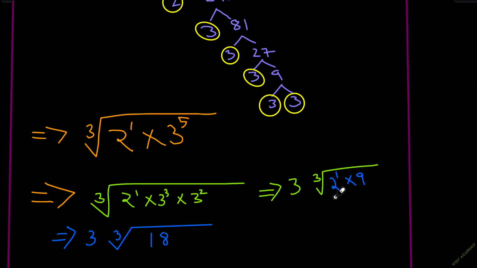So how did we get to this step? Basically what we did is 3 cube goes outside, this power of 3 gets divided by 3, so it becomes 3. Now this power 2 is less than 3, so it will become 3 square, that is 9, and 2 to the power of 1 will stay as it is. So the final answer is 3 cube root of 18.